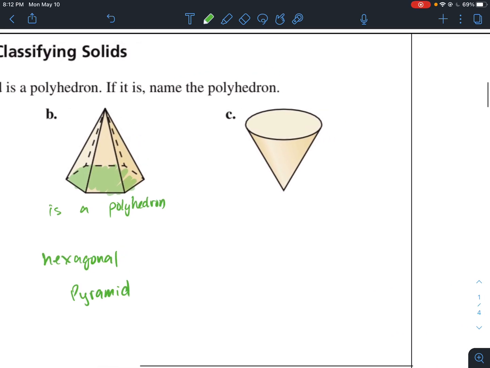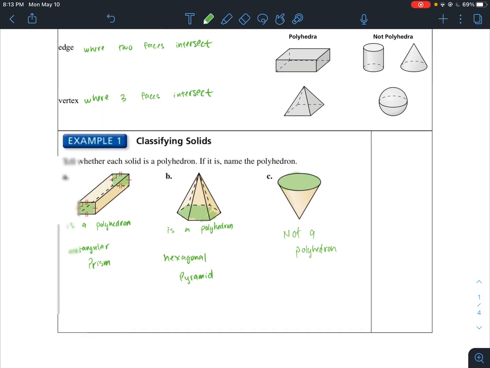And then as for this one right here, you can see that the base is a circle, which makes a cone. Now, a circle is not a polygon, so this is not a polyhedron. So not a polyhedron.